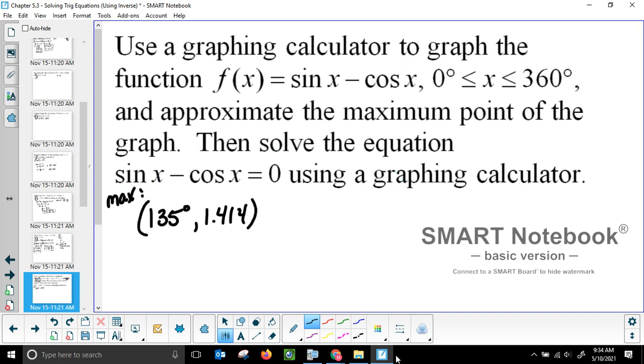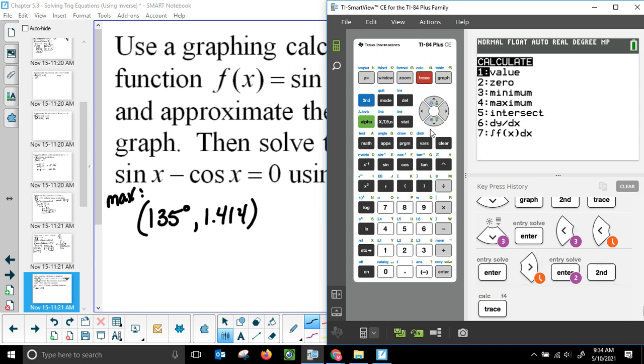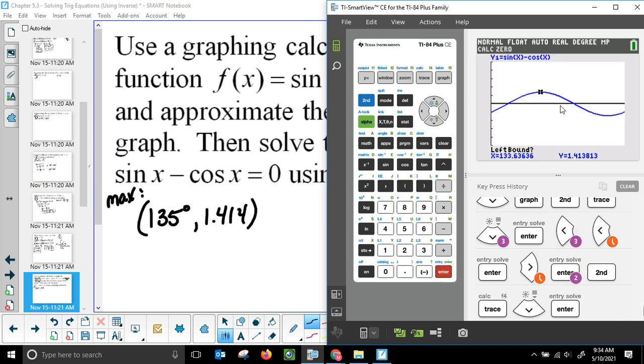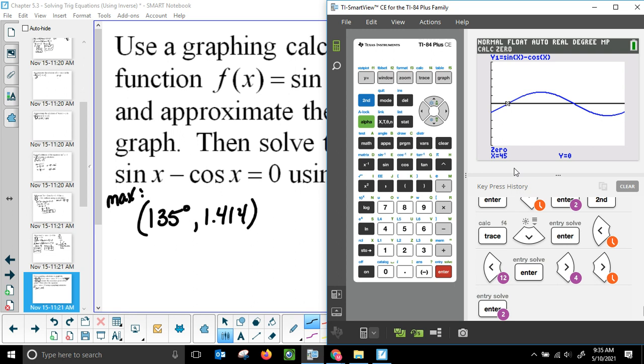It says then solve. Well, we said since it's equal to 0, that's just the same thing as the x-axis. So if I do second trace now and go to 0, there's going to be two of them. It crosses the x-axis at two places. So I'm going to have to do them both. I'll do the one to the left first. It says left bound, so get somewhere to the left. It says right bound, get somewhere to the right. So 45 degrees.